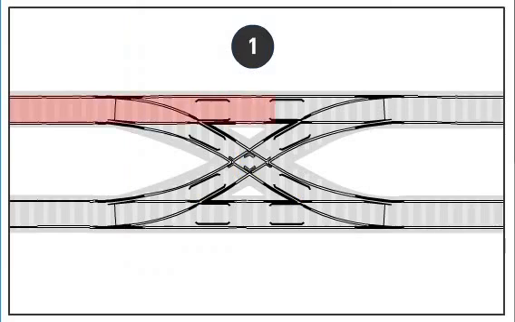Scissors crossover is said to be formed when two crossovers overlap each other, preferably exactly opposite to each other.